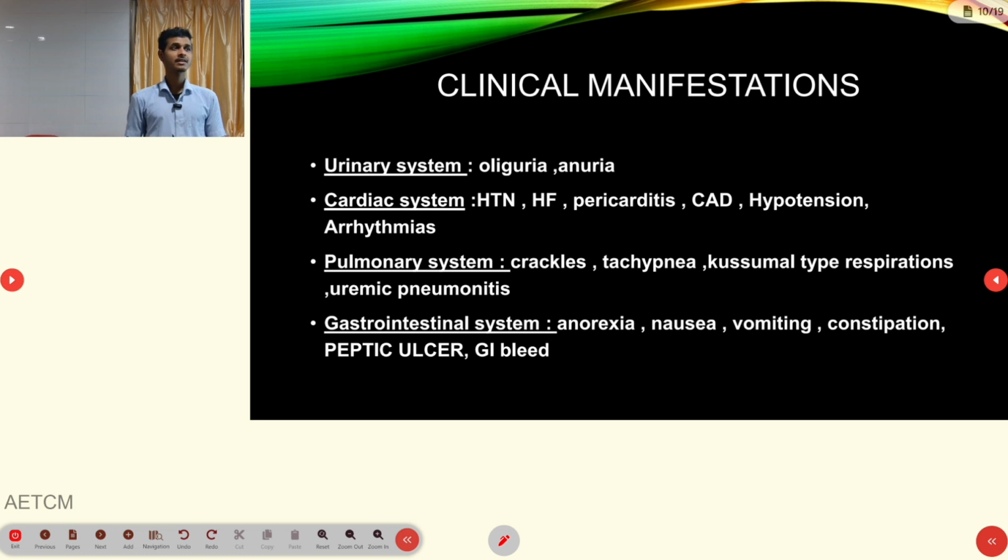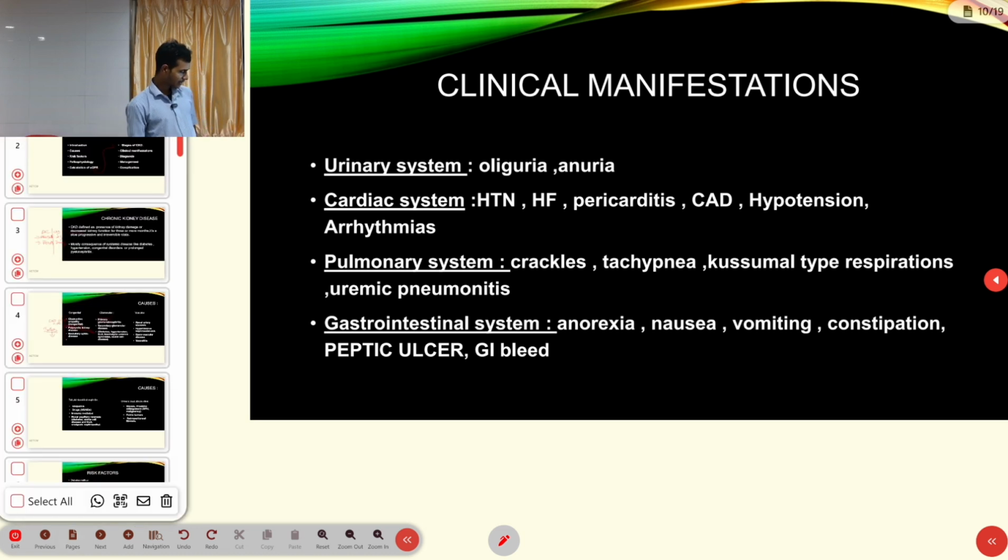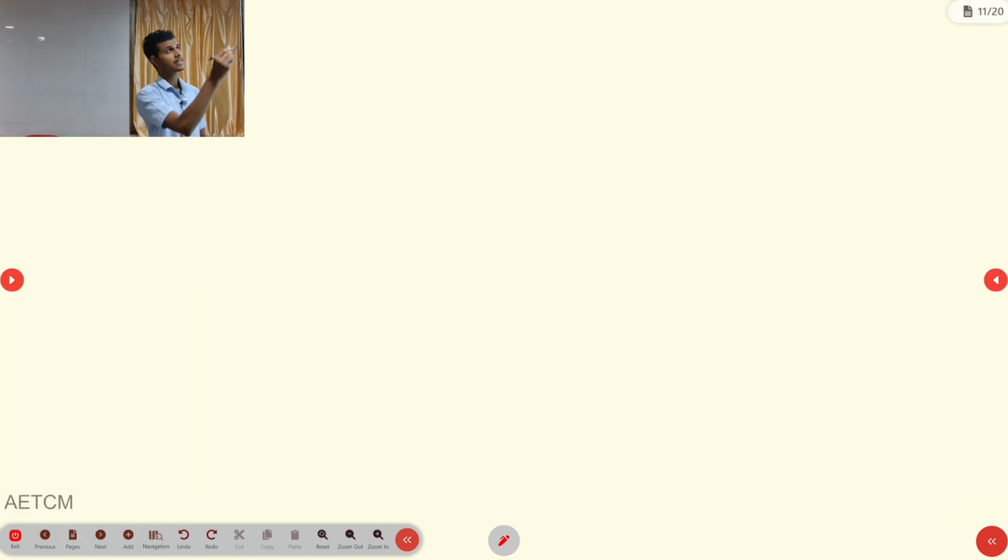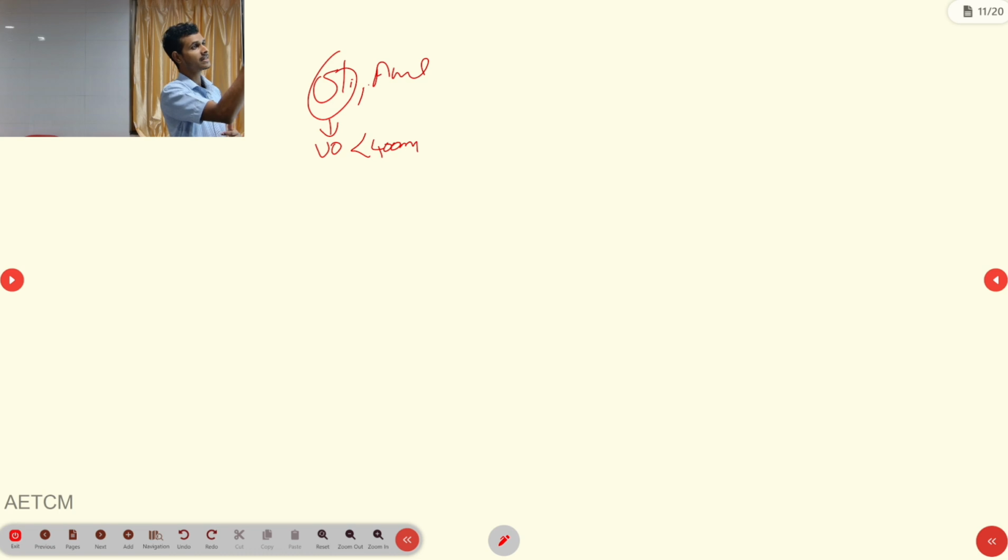Mainly, as pre-hospital responders, we have to remember these other things like clinical manifestations, how we have to assess the people. First thing, urinary system. If you are taking the history, there you can find oliguria and then anuria. So in pre-hospital, what we have to think is, what is the reason for the oliguria and anuria? Before that, what is meant by oliguria and anuria? Oliguria means the urine output will be less than 400 ml per day.